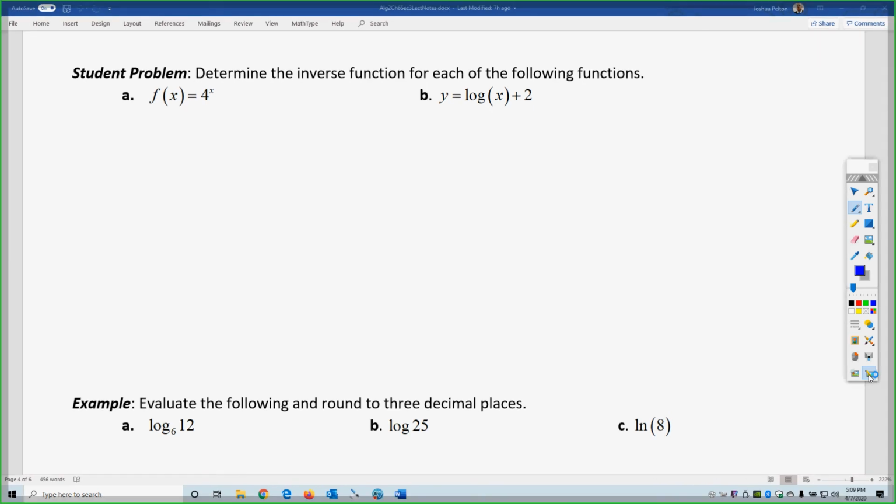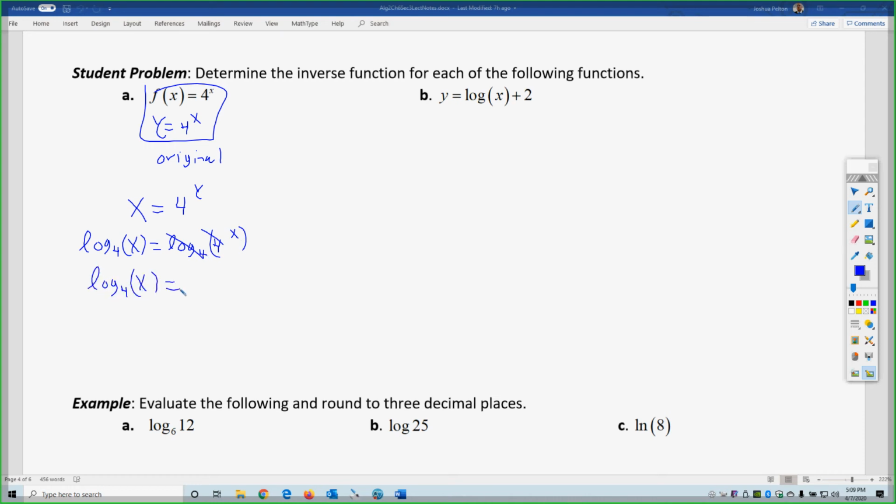Okay, student problems. So we have the original function. The original equation is y equals 4 to the x. To get the inverse equation, switch the variables. So x equals 4 to the y. You need to get that y all by itself, so you need to get rid of the 4. We'll do log base 4 to both sides using properties of equality, and we choose base 4 because that'll cancel what we want there. That leaves me with log base 4 of x equals y.